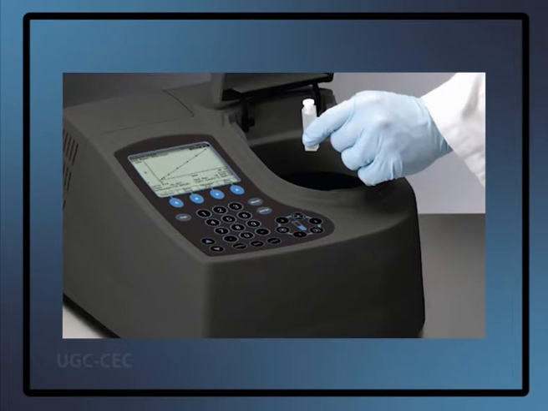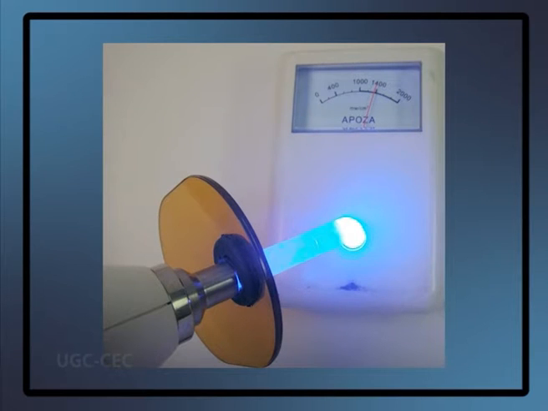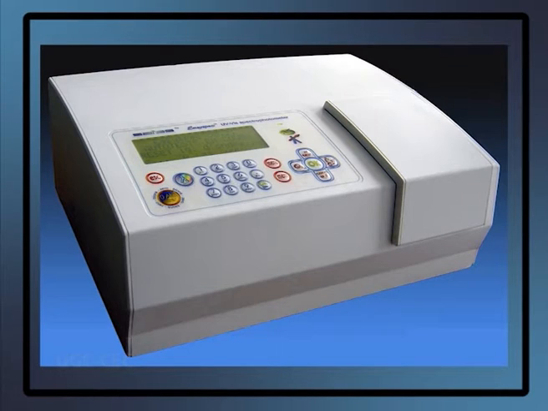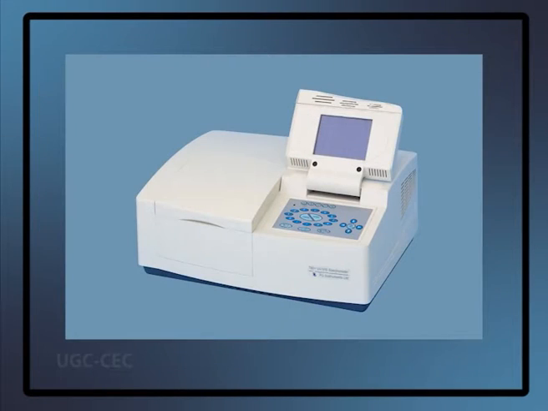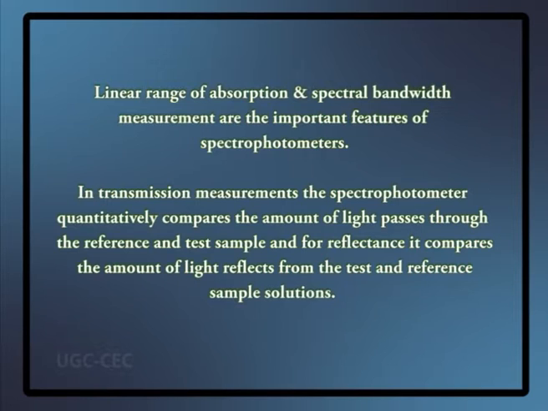A spectrophotometer is a photometer, a sophisticated type of colorimeter that can measure the intensity of light as a function of its wavelength. Single beam and double beam are the two major classes of spectrophotometer. The relative light intensity of the beam is measured by the single beam spectrophotometer before and after a test sample is inserted, and the double beam spectrometer compares the light intensity between its two light paths. Linear range of absorption and spectral bandwidth measurement are the important features of spectrophotometers.